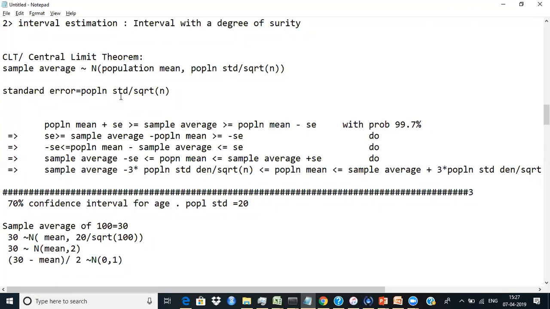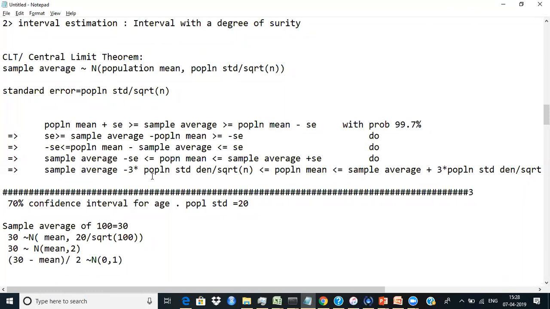Now, if I ask you to give me a 99.7% confidence interval, but that interval that you give should not have a range greater than 5. You understand what I'm saying? So give me a 99.7% confidence interval, but that interval should not be wider than 5. You can use this to back calculate how much sample size you should use.